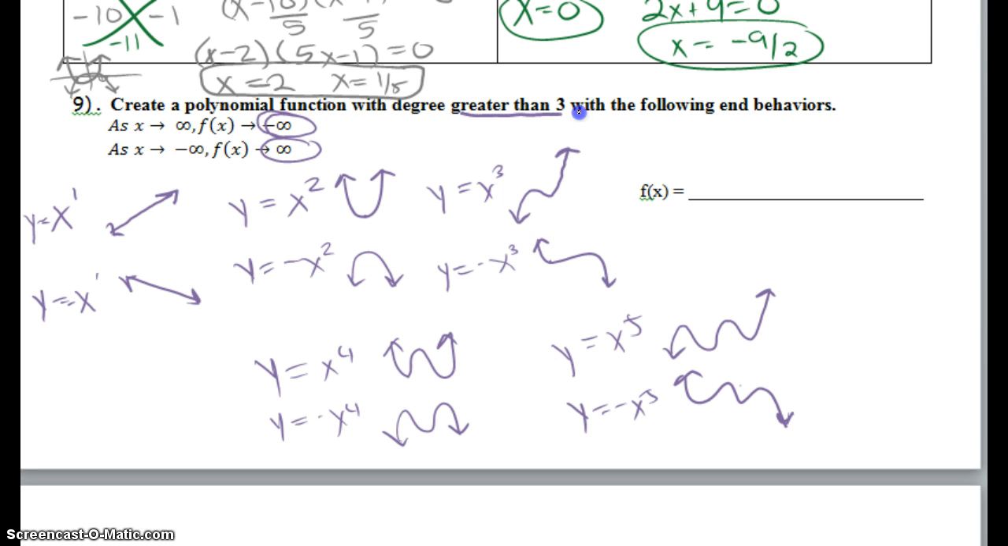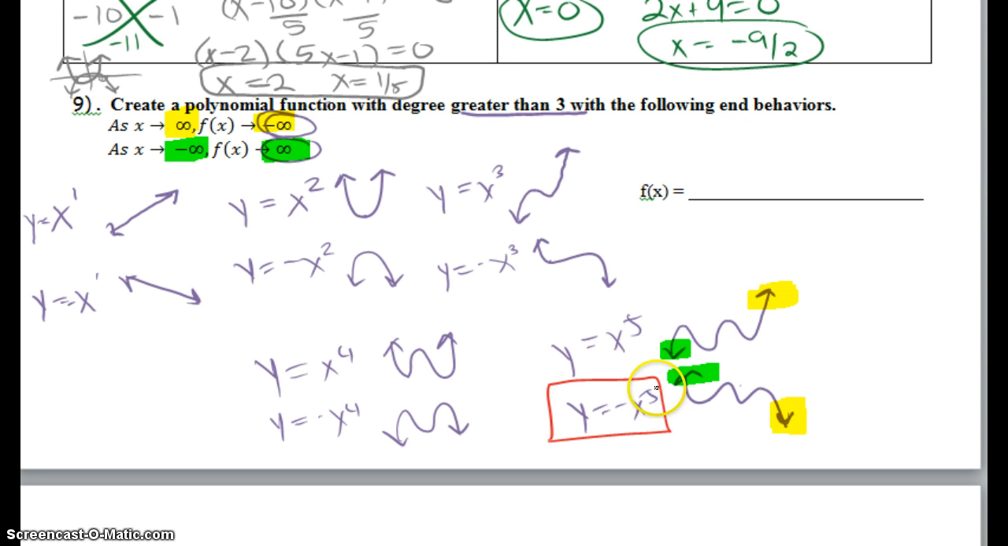So if I want my degree to be greater than 3, like 4 or 5, I have to find which one matches my end behavior. So as x goes to infinity, which means goes to the right, y is supposed to be going down, and it's going up. So this one. And as x goes to negative infinity, to the left, I want to be going up. Go to the left, go up. So negative x to the 5th is going to be my polynomial.